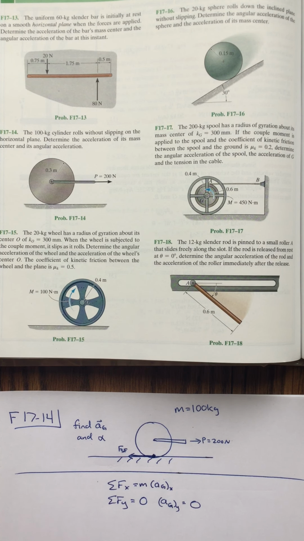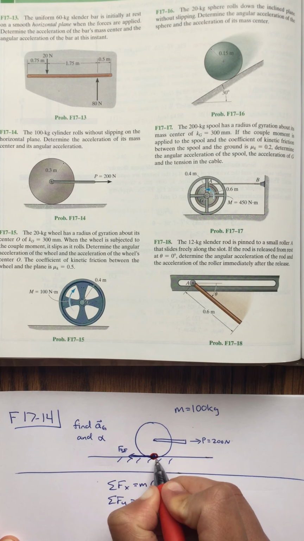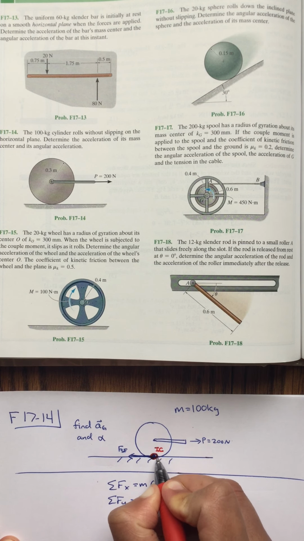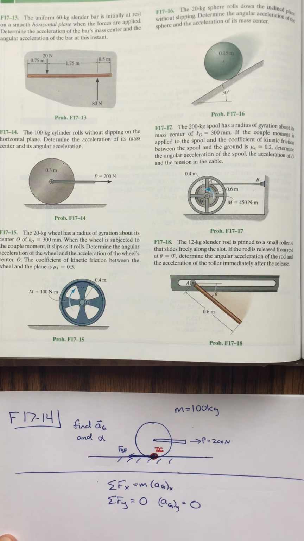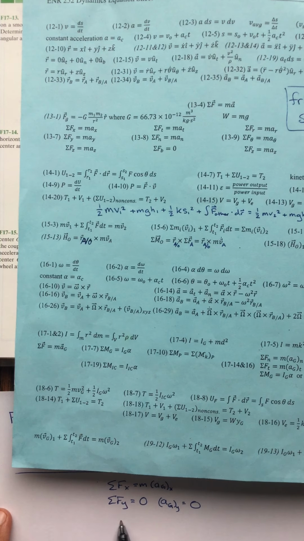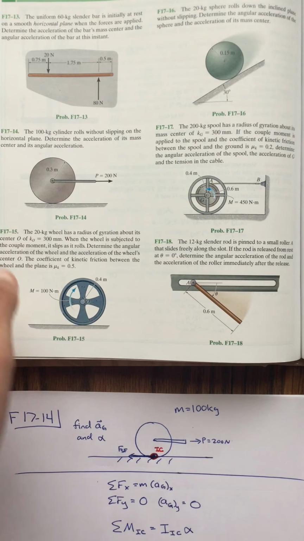Now, when I sum up the moments about this point here, the force of friction will not appear in my equation, and this is good because I don't know what the force of friction is. And this is the instantaneous center of zero velocity. So using equation 17-19, the sum of the moments about the instantaneous center is equal to the moment of inertia about the instantaneous center times the angular acceleration. So we need to know the moment of inertia about the instantaneous center for a cylinder.